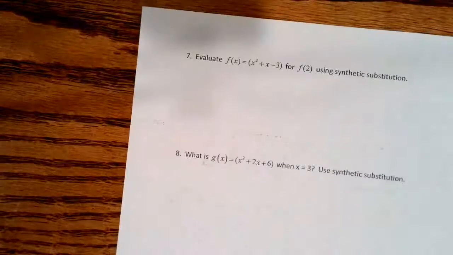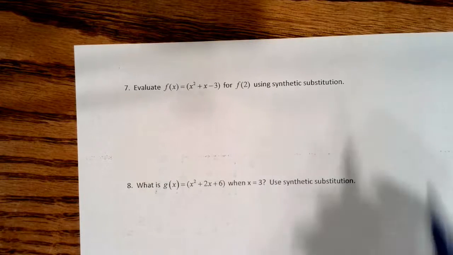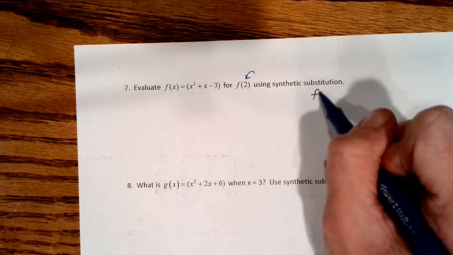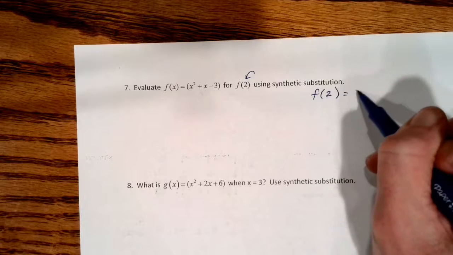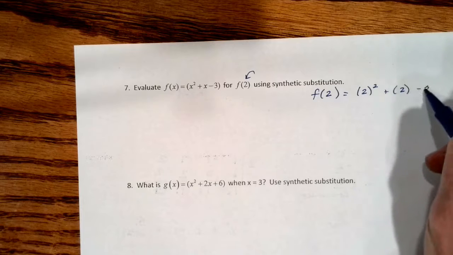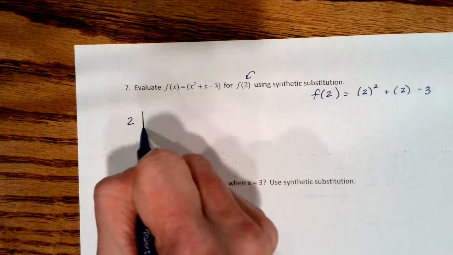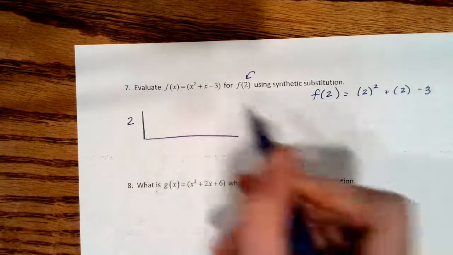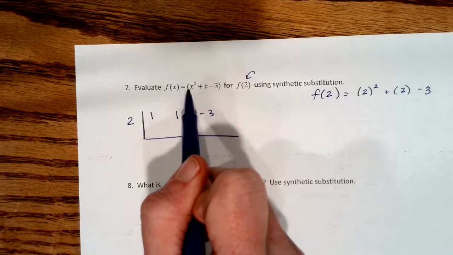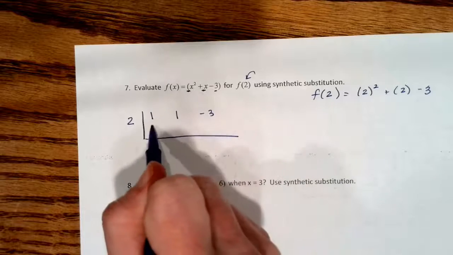Alright, let's check out the back. Now we can use synthetic division to evaluate. If I have an x value of 2 as an input, if I wanted to, I could say that f of 2 is equal to 2 squared plus 2 minus 3, or I could use synthetic division. I could use 2 and see what the outcome is of 1, 1, and negative 3, which are my coefficients for my squared, my linear, and my constant term.